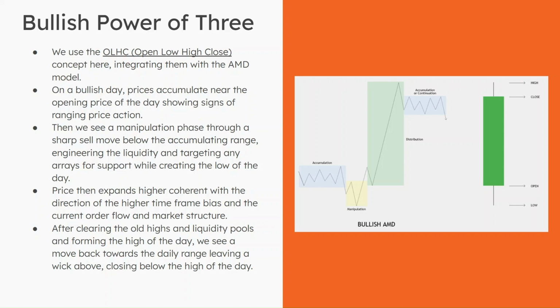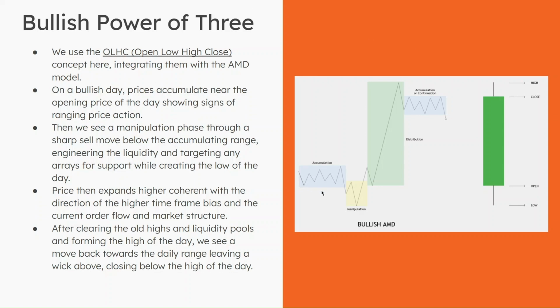So there are two scenarios in which we can implement the power of 3. Here we have the bullish power of 3. We integrate the AMD model with the open low high close concept. Price accumulates close to the true day open on a bullish day, indicating ranging price activity. Following that, there is a period of manipulation seen by strong sell move below the accumulating range, which engineers liquidity and targets any areas for support in order to create the day's low.